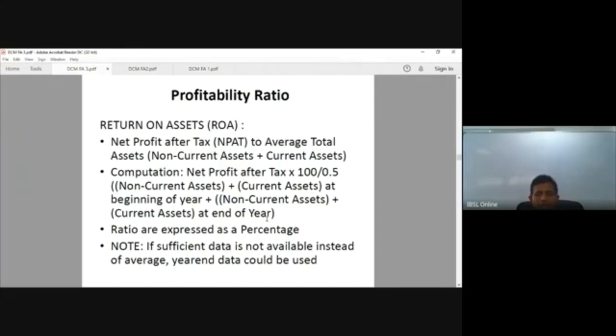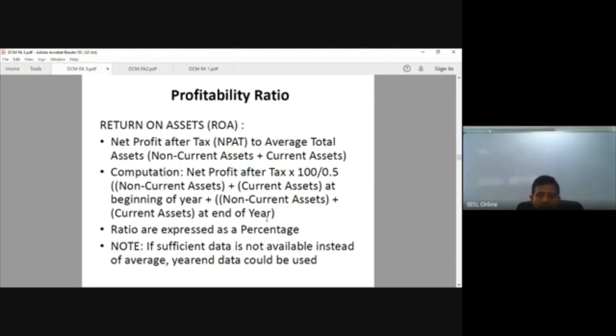It doesn't matter whether you take the profit before tax or after tax. Make sure of the examiner's requirement. If the examiner requires you to calculate the return on asset after tax, take the profit after tax. If he requires you to calculate the profit before tax figure, you take the profit before tax figure. Here also one item from the income statement, one item from the balance sheet. Take the average asset figure for the balance sheet figure.